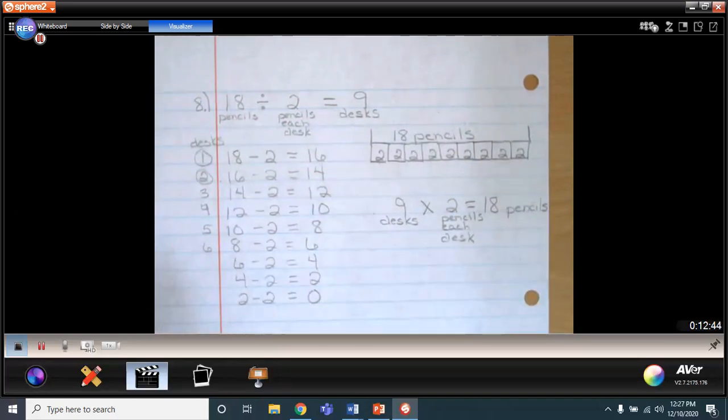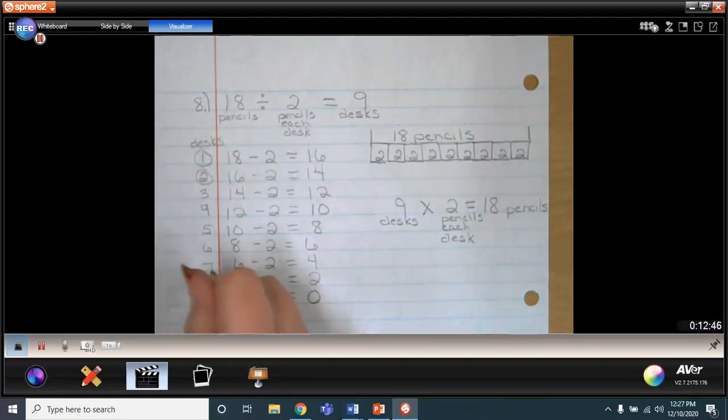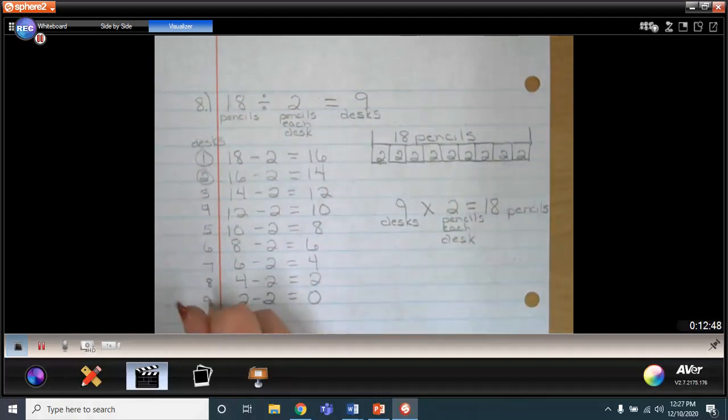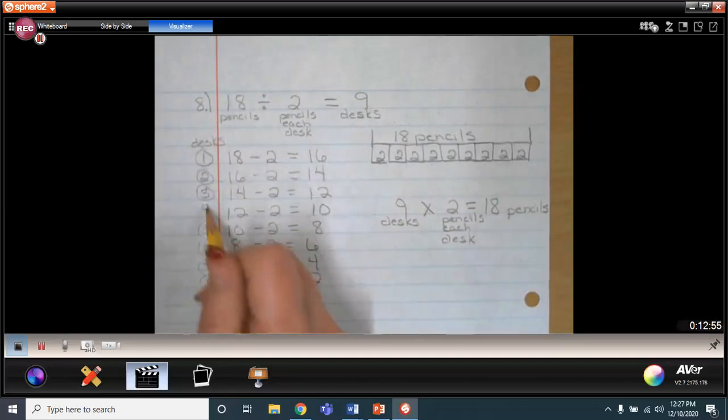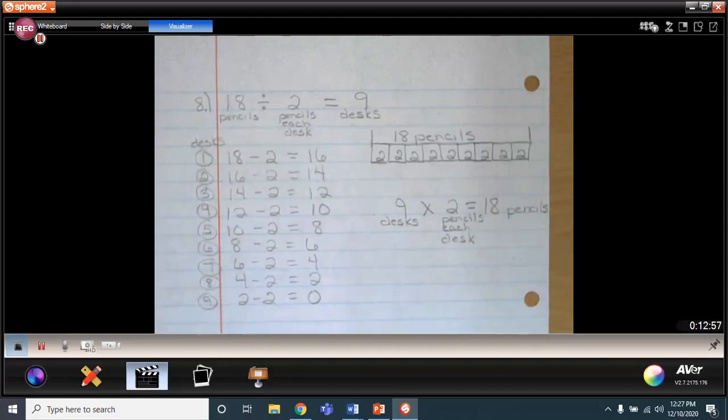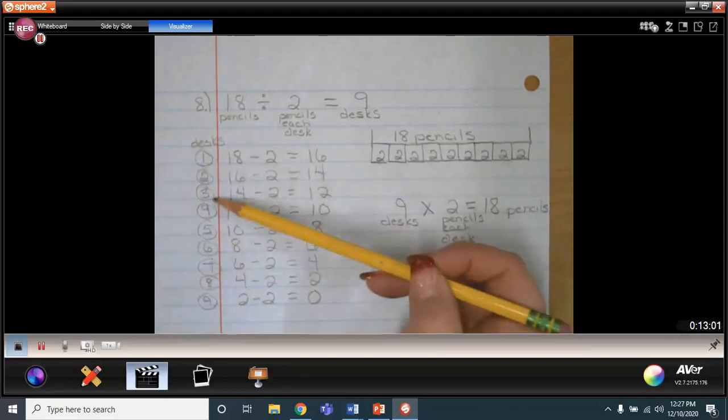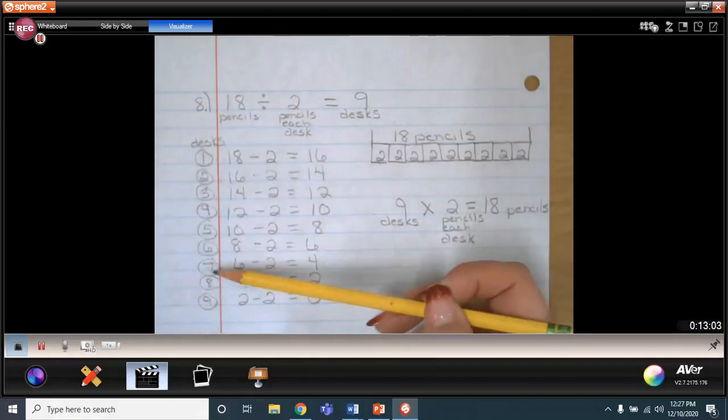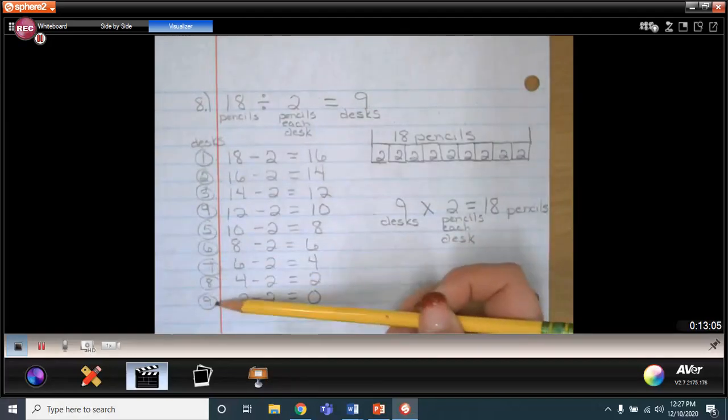And now I've completed the number of groups of 2 I was able to make. So I was able to subtract 2 9 times. So this was desk 1, desk 2, desk 3, desk 4, desk 5, desk 6, desk 7, desk 8, and desk 9.